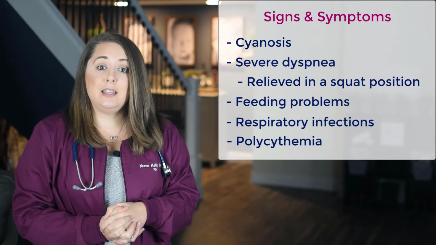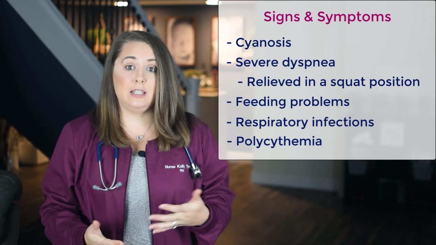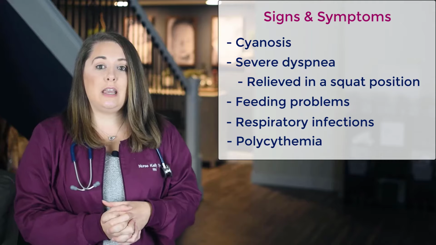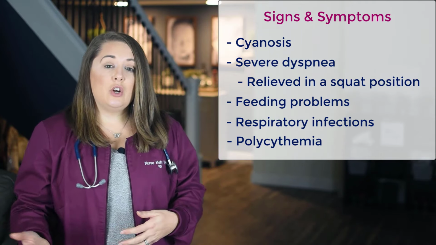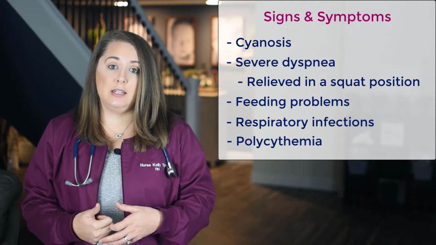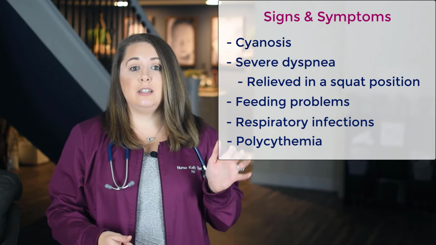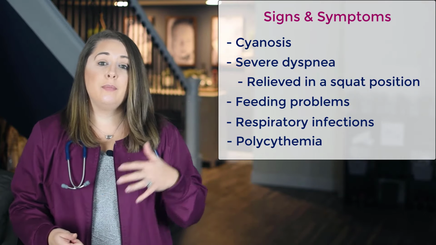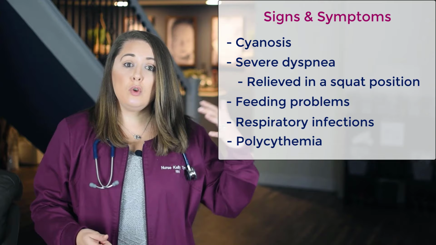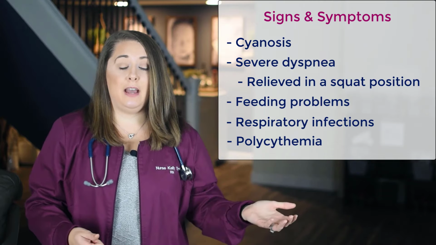So as you can imagine, these kiddos are going to be really, really sick, and they're going to need life-saving interventions pretty quickly after birth. One of the first and classic signs and symptoms that you're going to see initially is cyanosis and severe dyspnea that is relieved when you place the baby in a squat position. Squatting is going to increase that peripheral vascular resistance, and you will naturally in turn decrease some of the blood from spilling over from the left ventricle to the right ventricle, which happens with the ventricular septal defect.